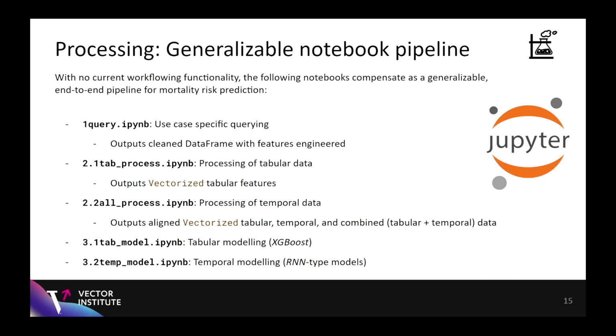And then the temporal processing does the temporal data, but it also aligns the vectorized tabular, temporal, and then combined, which is where we turn the tabular into a temporal format and then combine that together, such that you can have both tabular and temporal in one object. Then we have the tabular modeling, which is with our XGBoost, which is very simple, and our temporal modeling, which is with our RNN type models, like we use an LSTM.